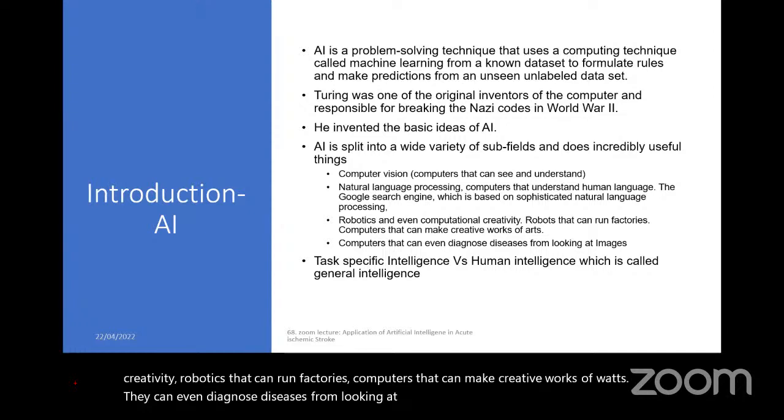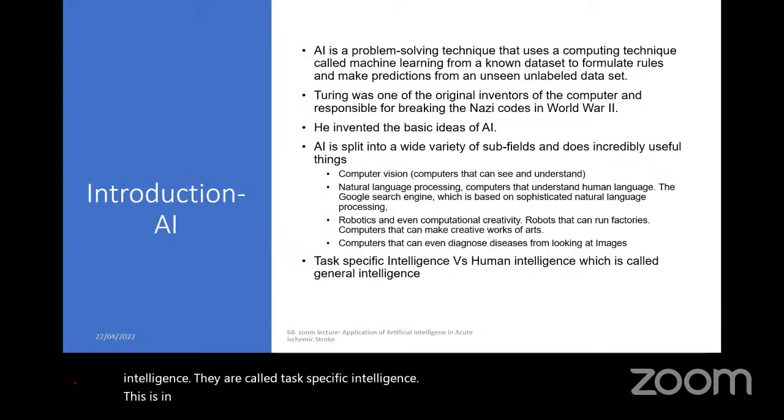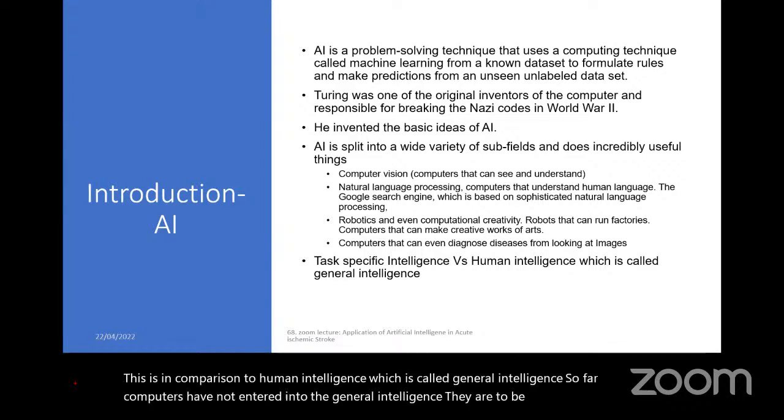So these are all called task-specific intelligence. This is in comparison to human intelligence, which is called general intelligence. So far, computers have not entered into general intelligence. They are to be trained task specifically only.